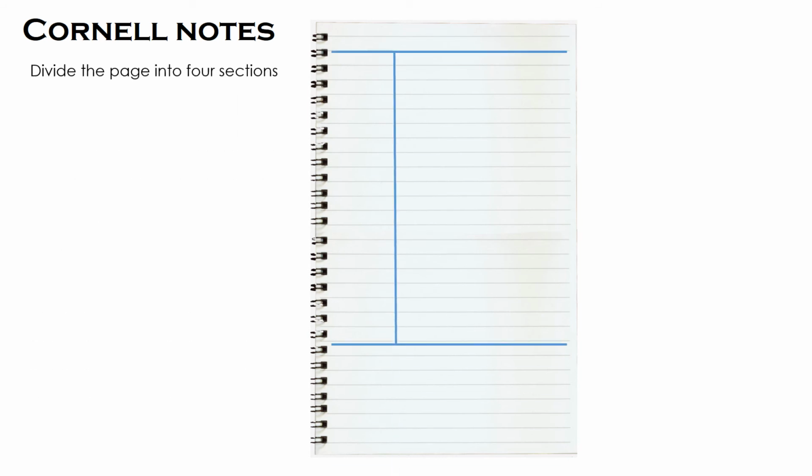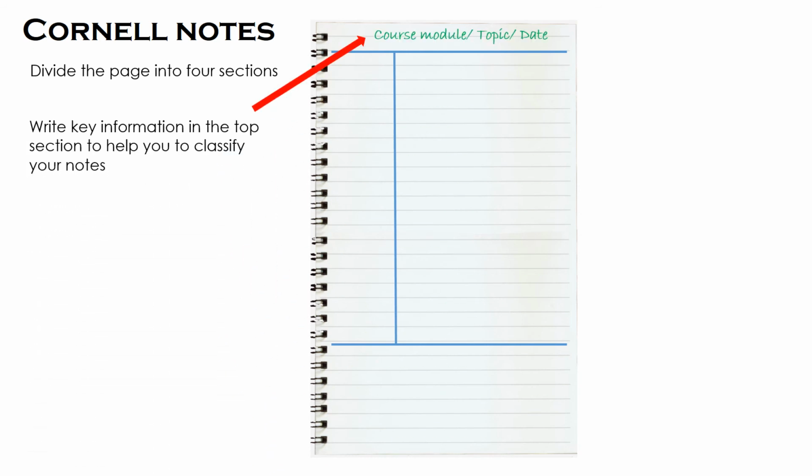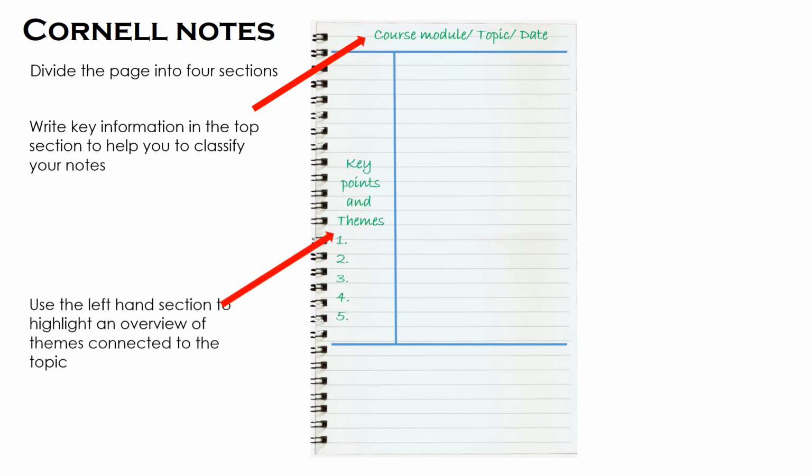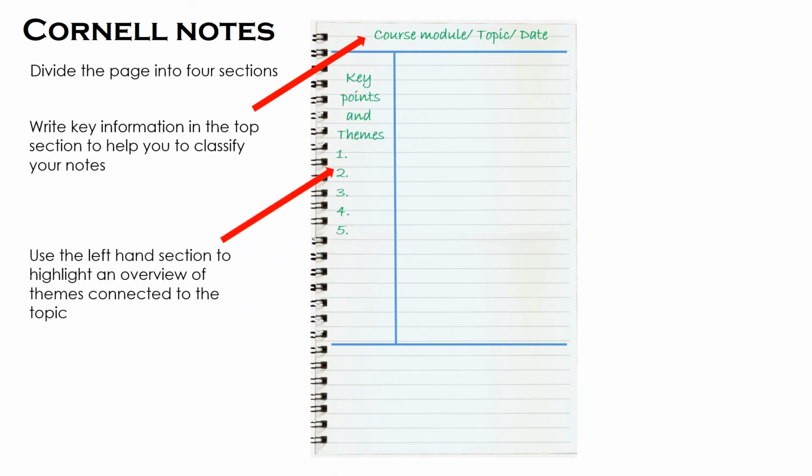The second approach, Cornell Notes, is far more structured. Firstly, you take a page and divide it into 4 sections. In the top section, you include key information that helps you to classify your notes. So, for example, course module, topic, date, all relevant information. In the left-hand side, you jot down the key points and themes. So this gives you an overview to the material that you are recording.